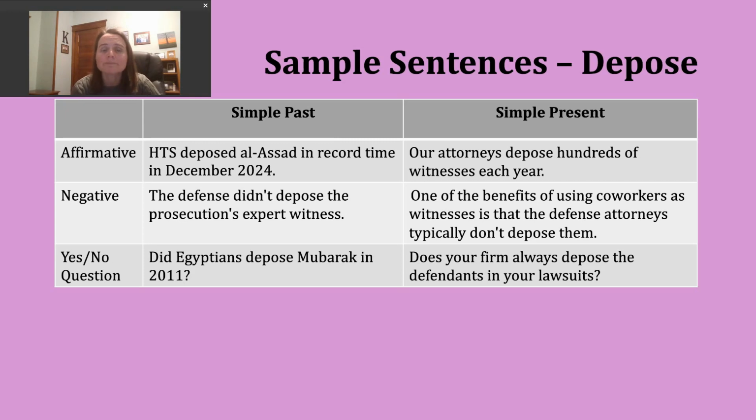Now, if you want to make a negative sentence in the simple past tense, again, start with your subject, but use did not and then the base verb. Notice I'm not using the ED form here in the negative. Here's another example. The defense didn't depose the prosecution's expert witness. So this might go back to that third meaning. This maybe means they did not make the person answer questions prior to the trial.